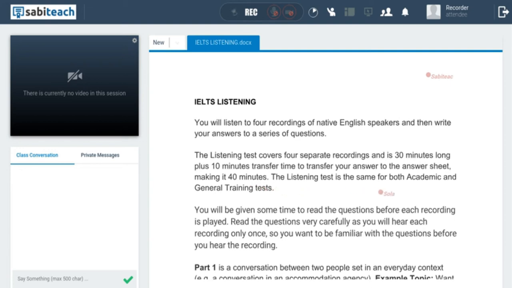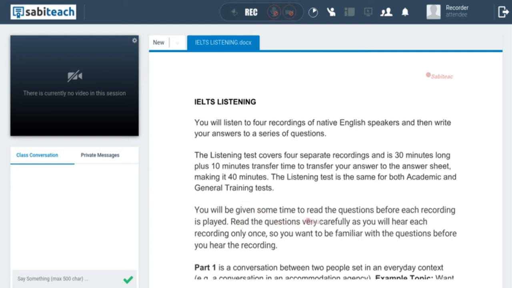The listening test is the same for both academic and general training tests. The reason why you need to know this is 2 of the sections on the IELTS are different for both academic and general training tests. The 2 sections are the reading section and the writing section. But the other 2 sections, listening and speaking, are the same, whether you are taking the academic or the general training IELTS.